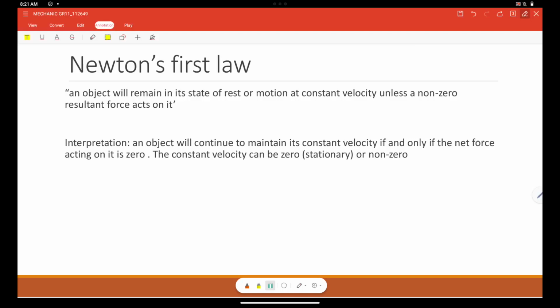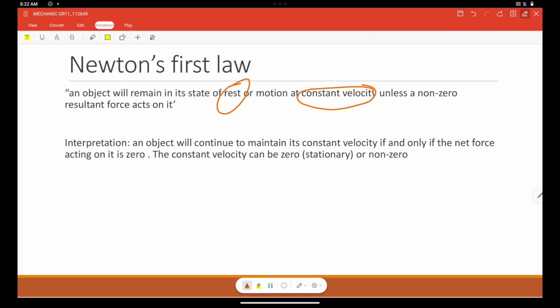According to the examination guideline of grade 11 2015, Newton's first law of motion states that an object will remain in its state of rest or motion at constant velocity unless a non-zero resultant force acts on it.